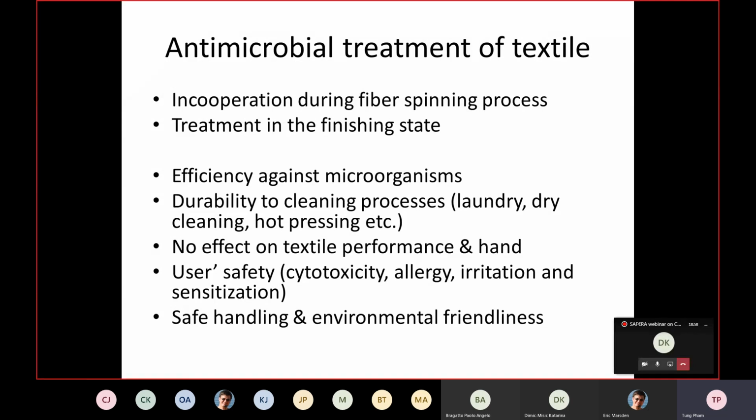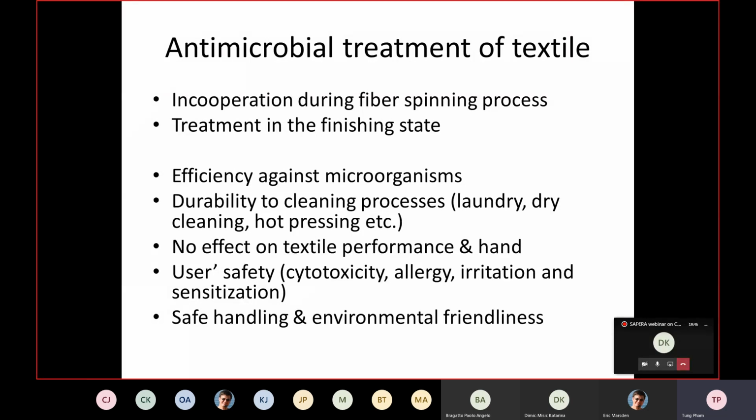Now moving directly to the antimicrobial treatment of textile. Depending on the agent used and fiber types, including the fiber composition, structure, and surface, there are different chemical and physical approaches in order to impart antimicrobial property to textile. Some approaches are based on the use of specific agents which, especially in the case of synthetic fibers, can be incorporated into the polymer matrix in the fiber spinning process.